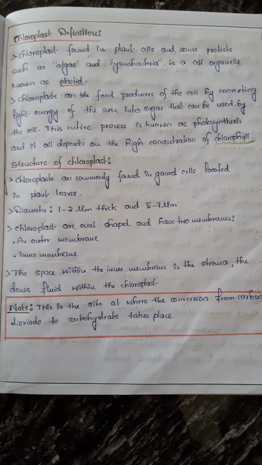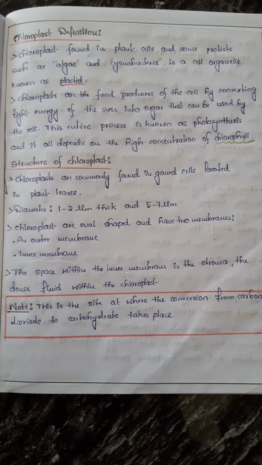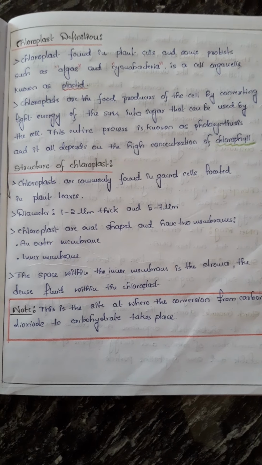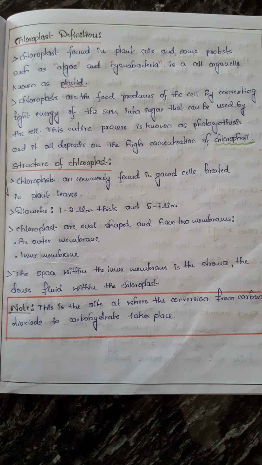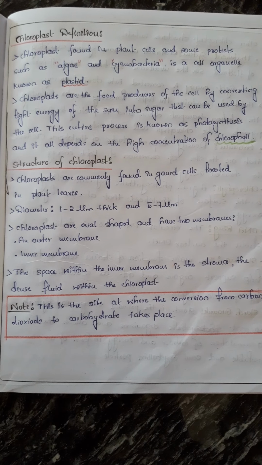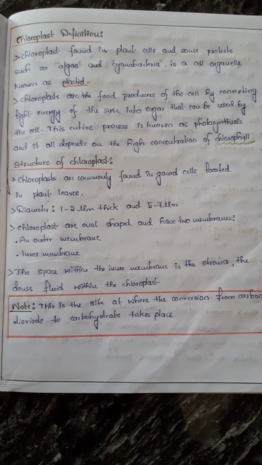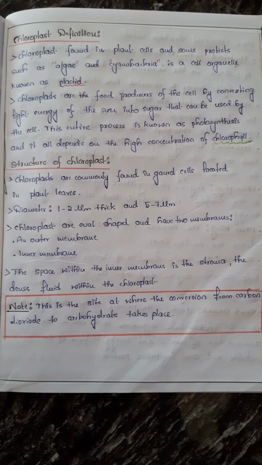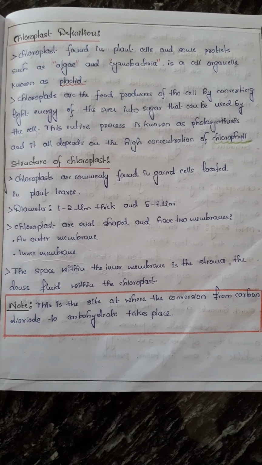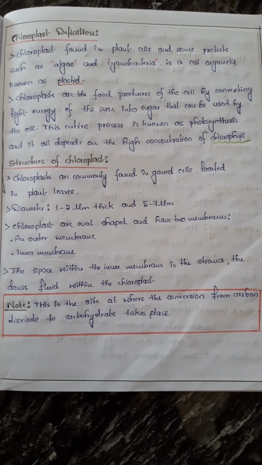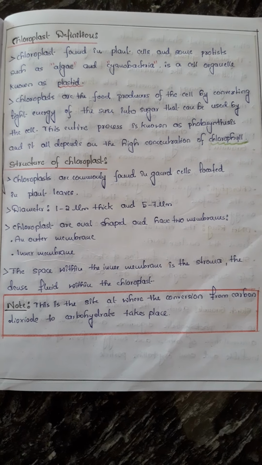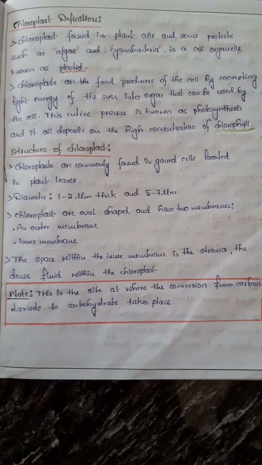Chloroplasts are commonly found in guard cells located in plant leaves. Diameter is 1 to 2 micrometers thick and 5 to 7 micrometers long. Chloroplasts are oval shaped and have two membranes, an outer membrane and inner membrane. The space within the inner membrane is the stroma, the dense fluid within the chloroplast. Note, this site is where the conversion from carbon dioxide to carbohydrate takes place.